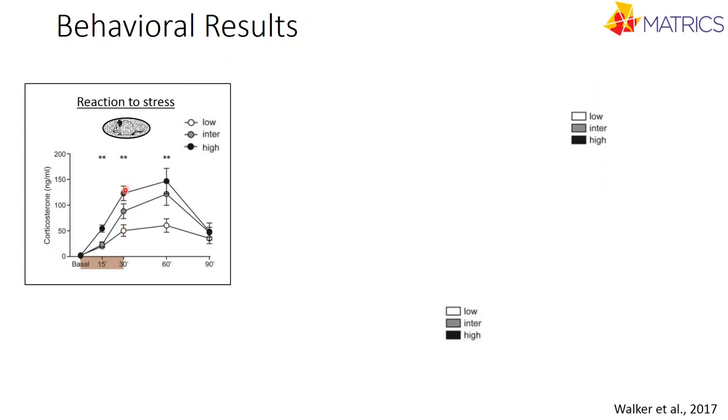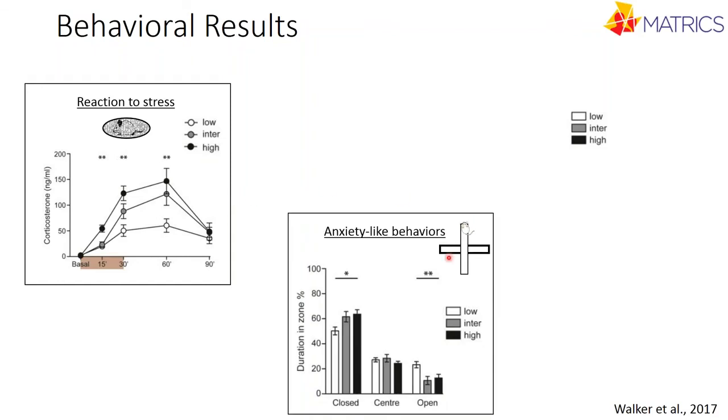First of all, during a restraint stress, we observed that the three lines mounted a stress response after 30 minutes, and there is a linear difference between the three lines. The high are producing more cort, the intermediate less, and the low have a low response to stress. This is interesting because, as I said before, those animals have not been stressed during the juvenile period. So we have a constitutive difference in stress responsiveness between the lines without being exposed to stress during a juvenile period.